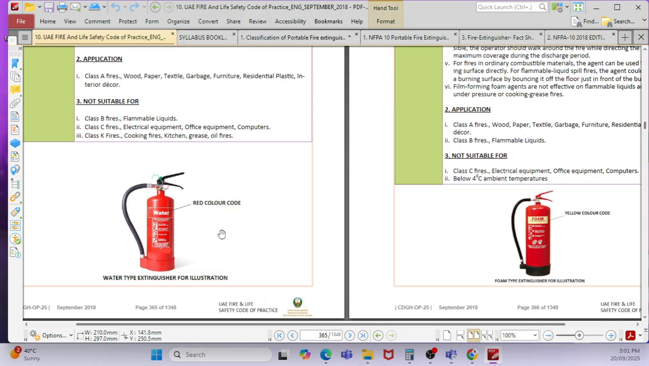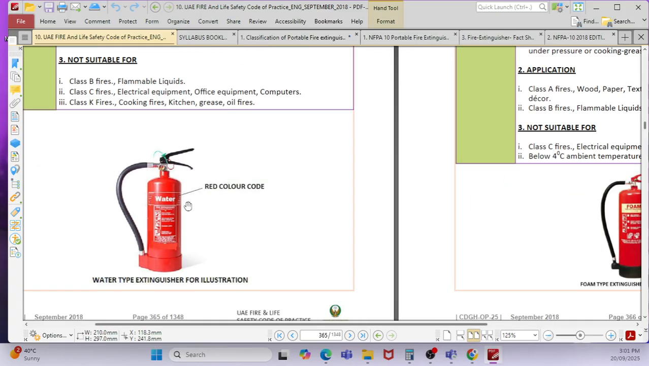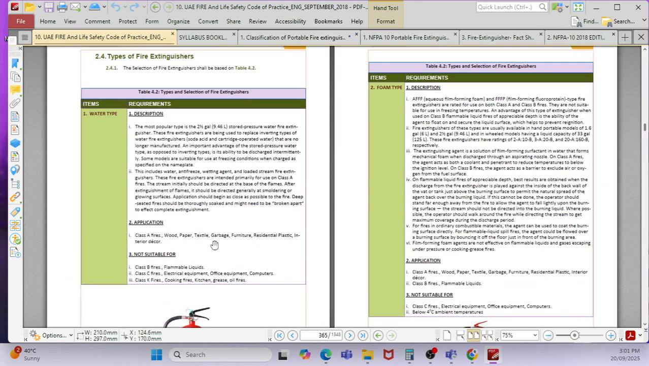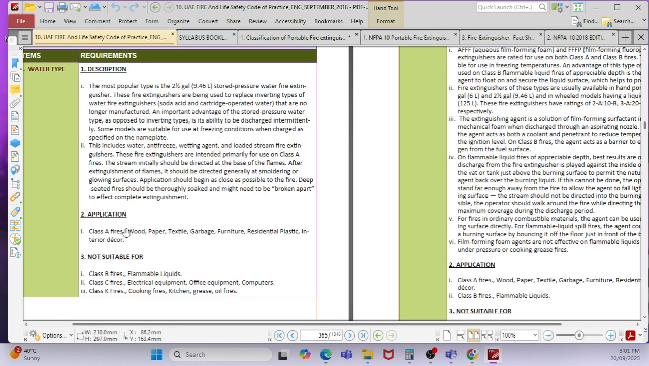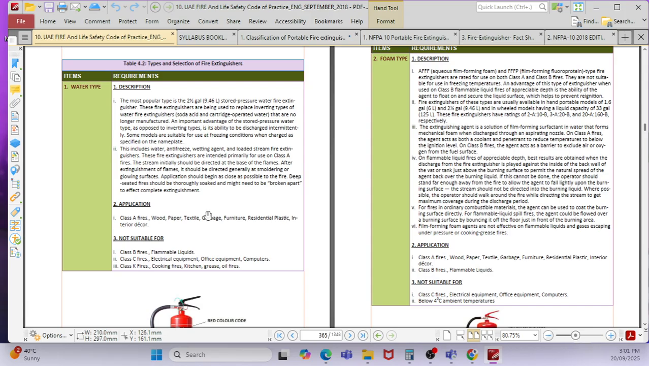Okay, so the word dry indicates powder. So when you see the red color here in the name, that indicates water. It indicates a water type fire extinguisher. So the water type fire extinguisher is suitable for class A. And not suitable for, it is given here, like not suitable for flammable liquid cooling. So this is very important for choosing the fire extinguisher.